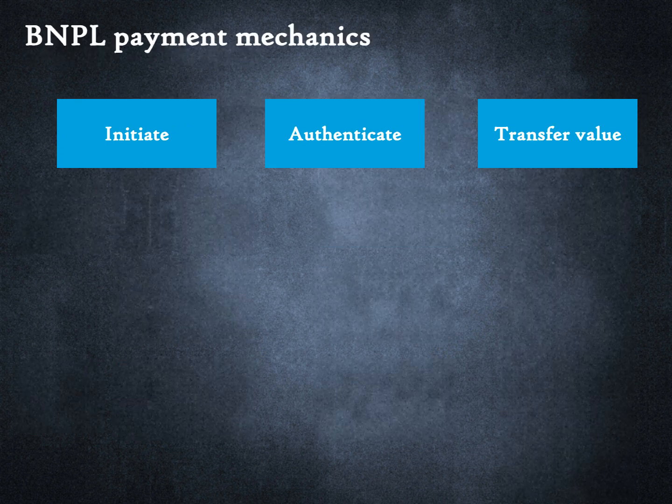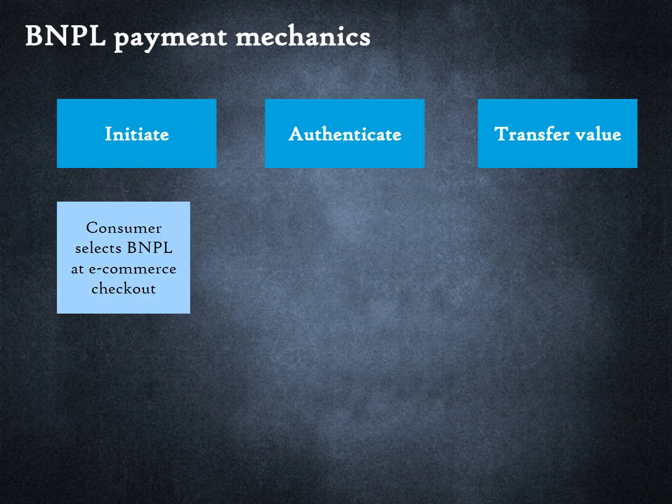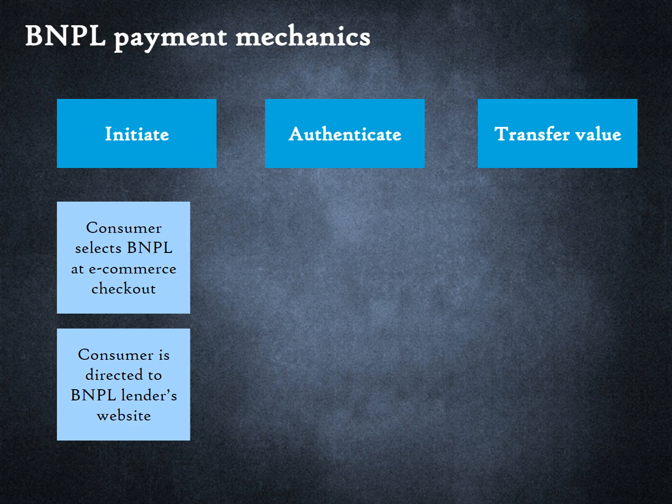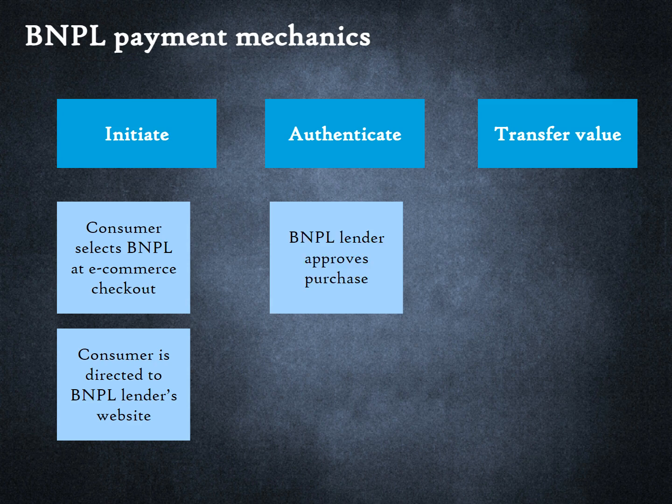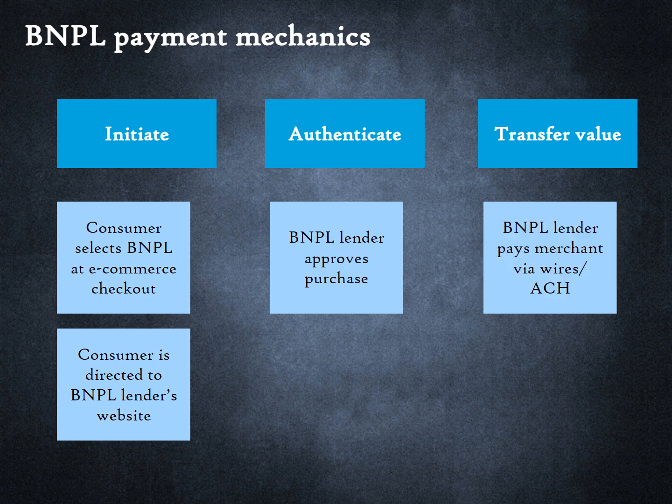When an online shopper selects the BNPL option on checkout, she is directed to the website of the BNPL. The lender makes an instantaneous credit decision on the purchase. Each transaction is assessed individually. The payment from lender to merchant may occur next day by wire or ACH. The lender takes a cut from each sale, similar to the interchange fees.